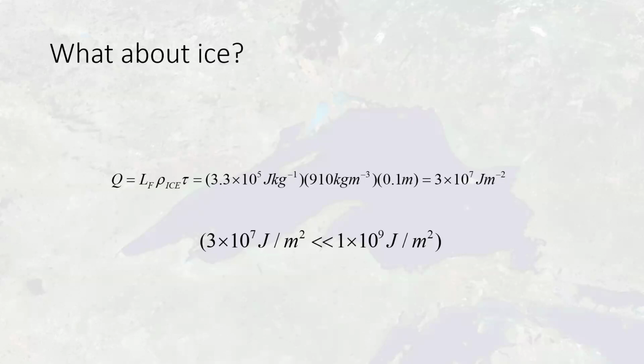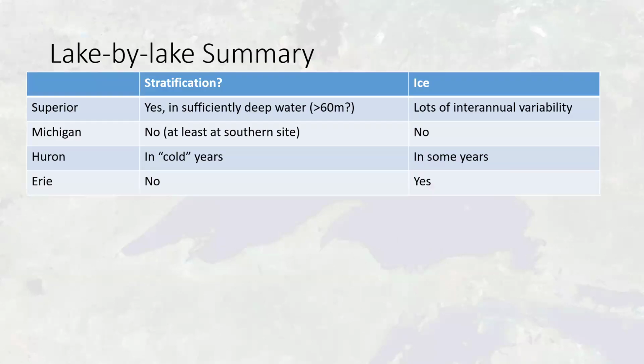Okay, a summary and then a quick conclusion. And I love the fact that we have these 4 lakes and none of them look like the others, right? That's really, really cool. In Superior, does it stratify? Yes, as long as the water is sufficiently deep. We think maybe 60 meters is a hand-wavy cutoff for that.